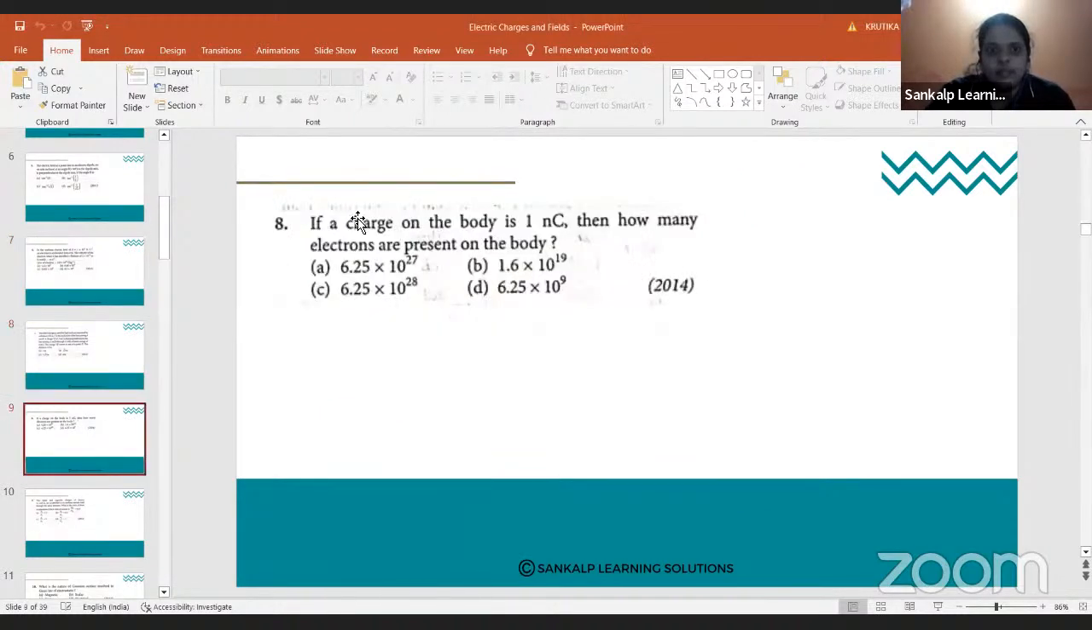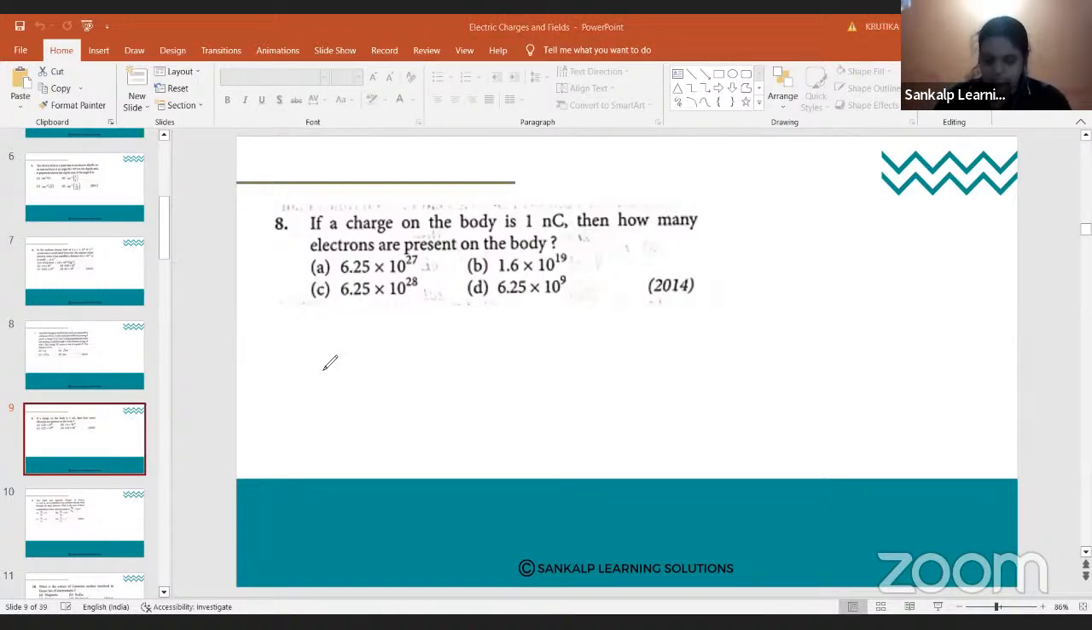This one we will take. If a charge on the body is 1 nanocoulomb, then how many electrons are present on the body? Use the quantization of charge formula. You need to calculate the n value.